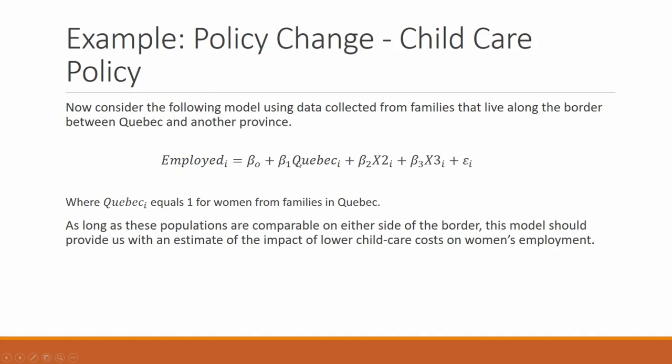And so what we've done here is we've taken advantage of this policy change, and we've used it as a way of mimicking randomization. We're saying that families on either side of this border are pretty much the same, and then one side of the border gets a policy change, the other side of the border does not, and therefore we use that as a source of variation. We basically can say that the treatment group here is the families that live in Quebec, and the control group are the families that live outside of Quebec. And so now we just compare the treatment and control families, and that will be an estimate of the impact of lower childcare costs on women's employment.